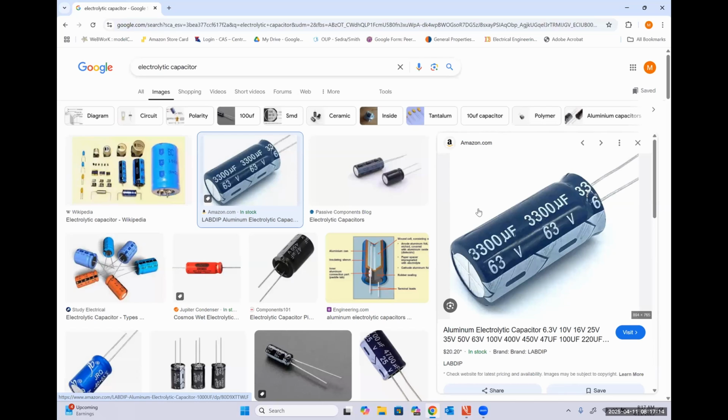All right. So this is an example of an electrolytic capacitor. You guys, if you've ever opened up the power supply for your computer or anything like that, or any type of electronics device, you've probably seen something like this.